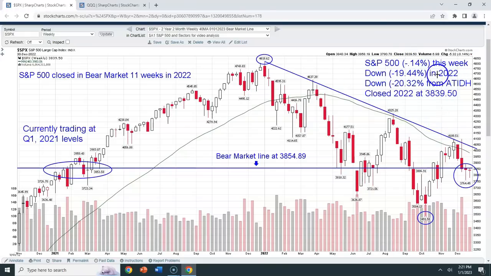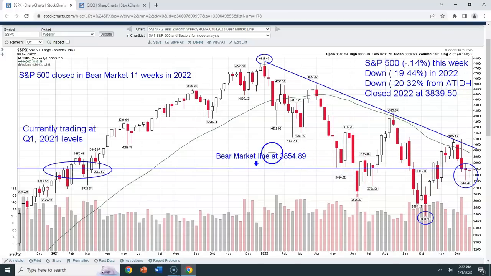And for calendar year 2022, the S&P 500 was down 19.44%. Now, from the all-time intraday high, which was set on January 4th of this last year at 4,818.62, to where we finished at 3,839.50 on the 30th of December, that puts the S&P 500 barely, by 32/100ths of 1%, in a bear market. The S&P 500 did finish down 20.32% from its all-time intraday high.